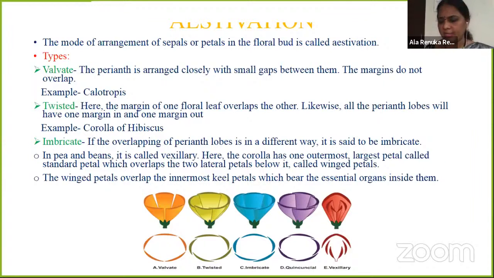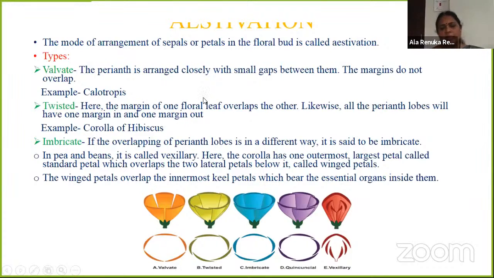They are valvate aestivation. Here, all the margins are arranged on one plane. See, all the floral leaves are arranged on one plane with small gaps in between them. There is no overlapping. Such type of corolla or calyx, such floral leaves, are described as valvate. Such type of aestivation is described as valvate aestivation. We see it in Calotropis. Calotropis is gilledu.